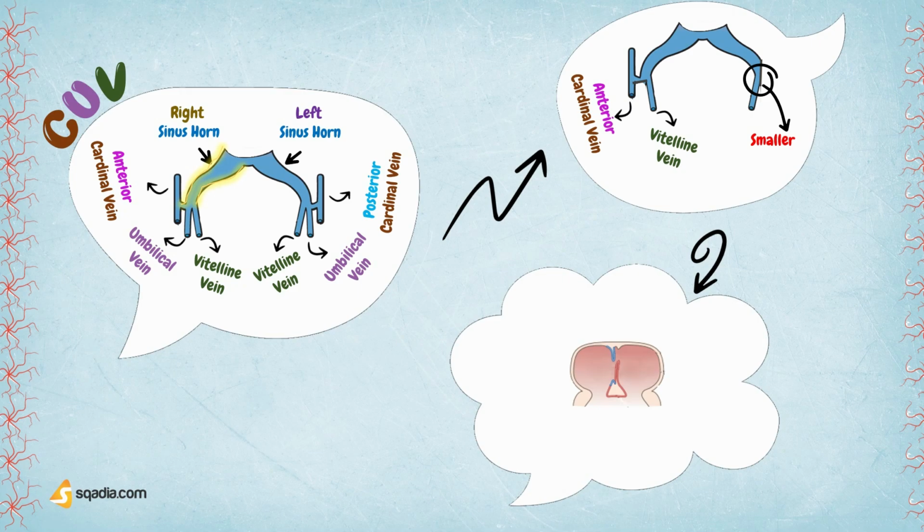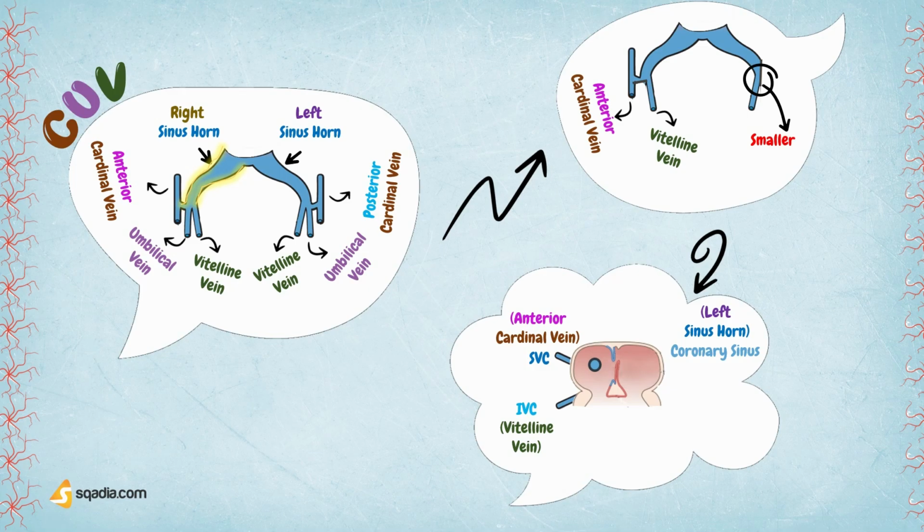The next step is that the left sinus horn eventually forms the coronary sinus and drains the coronary veins into the right atrium. The right sinus horn persists and enlarges. Anterior cardinal vein becomes superior vena cava, and right vitelline vein becomes inferior vena cava.